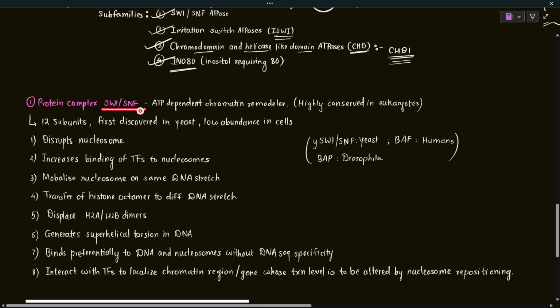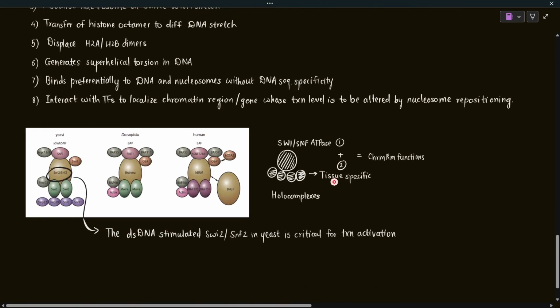So the protein complex SWI-SNF has 12 subunits. Okay, as discussed, it was first discovered in yeast. So the catalytic subunit in yeast is known as SWI-SNF. In humans, it is known as BAF, while in Drosophila, it is known as BAP. Here, let me show you the diagram. So in humans, it is known as BAF. The HBRM is the center of this BAF, the catalytic subdomain. So along with this catalytic subdomain, along with this ATPase, other proteins come together and form the holo complex which performs the chromatin function.